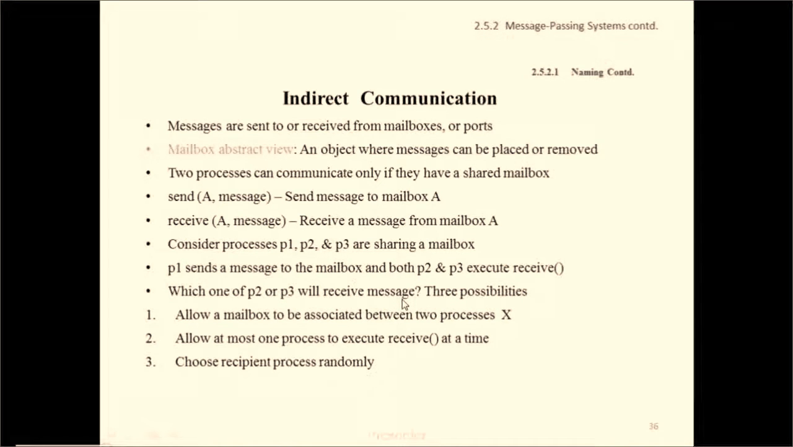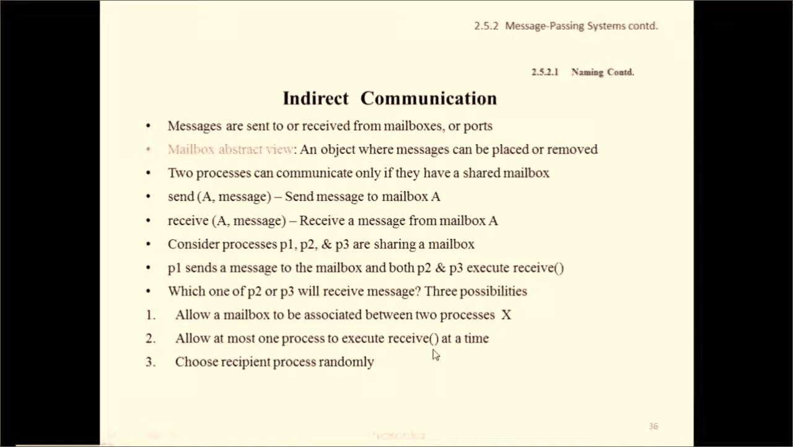There are three possibilities. First, allow a mailbox to be associated with two processes only. But the moment you do this, it becomes direct communication. So scrap this possibility. This is not allowed. Next, allow at most one process to execute receive at a time. Fine, this can be done.